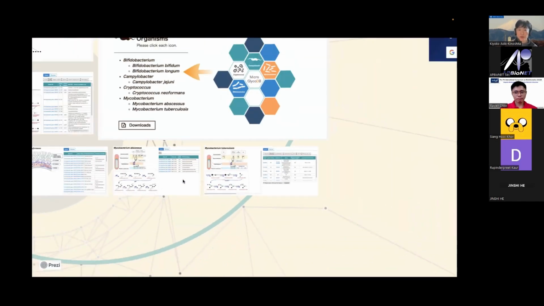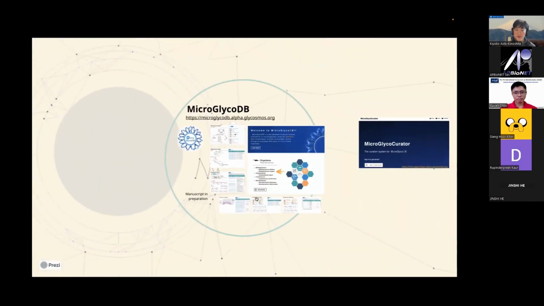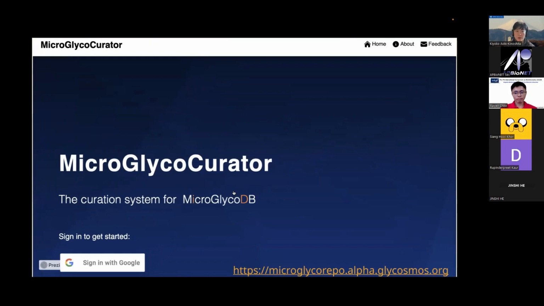So this was a very involved project. We had to work really closely with microbiologists to get their information, process it, and make it clean and consistent to put into the database, and that was very difficult. So we've also been working on a way to make that easier, what's called the MicroGlyco Curator system. This is also an alpha version. It's still in very early stages, but we're hoping to create a way for researchers to easily curate their data to put into MicroGlycoDB.